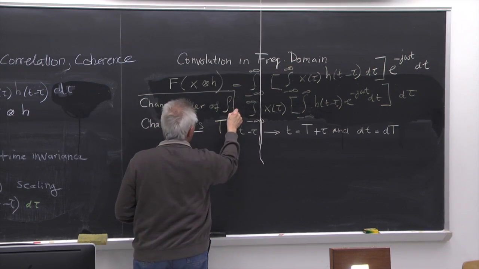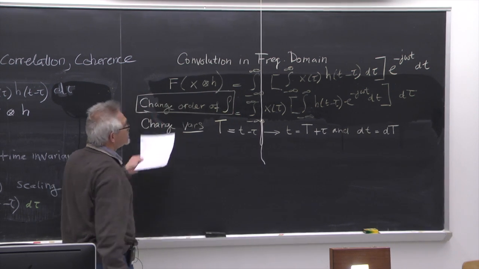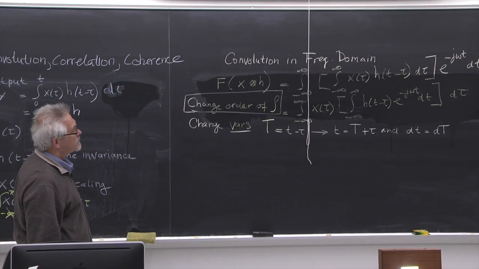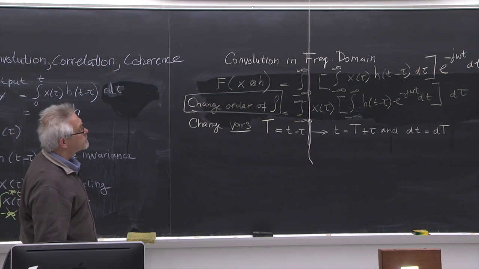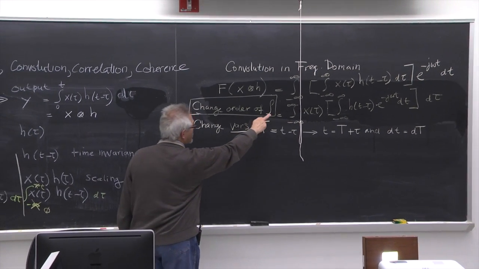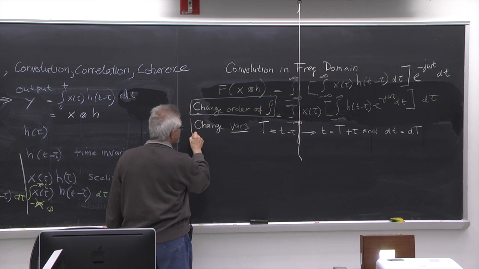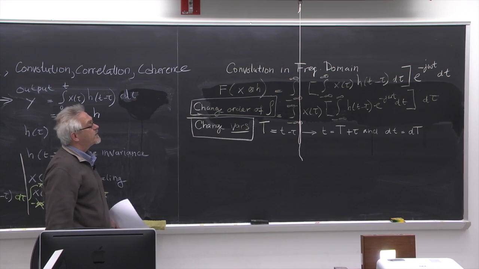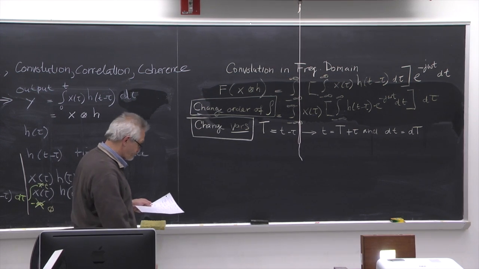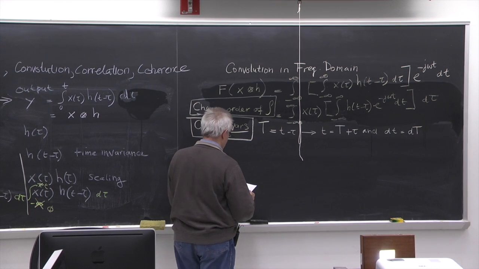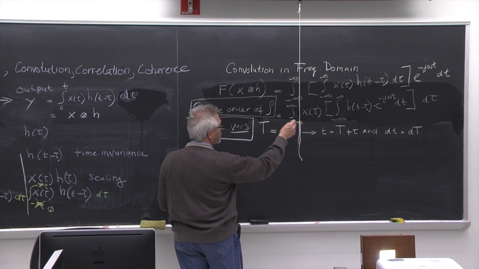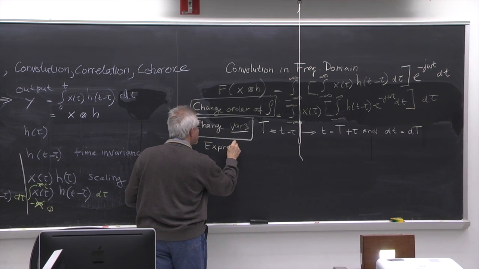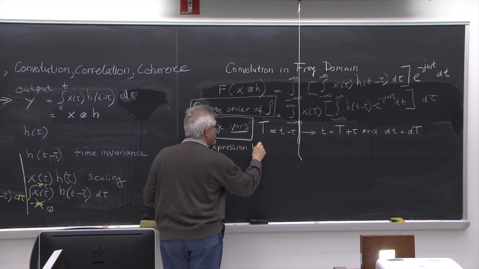So first, I wrote down the equation for the Fourier transform of the convolution, and I basically wrote it completely out. Then I changed the order of the integration, and next I changed the variables. And now I'm going to plug that into that equation. So what do I get? And now I'm going to look only at the expression between the brackets.